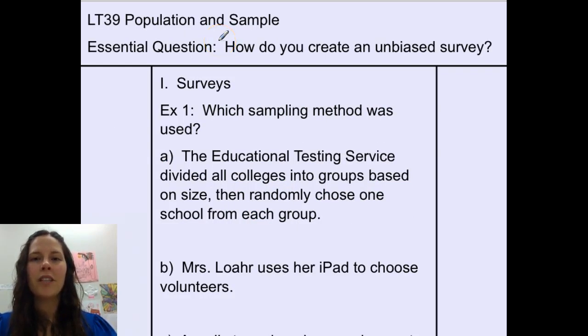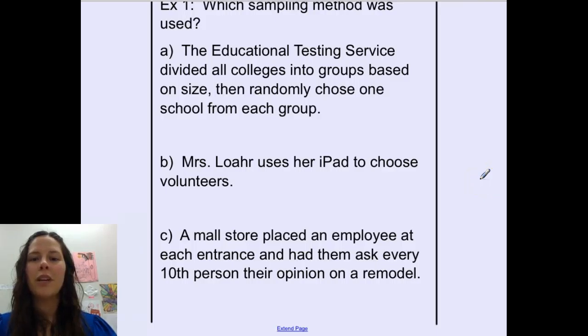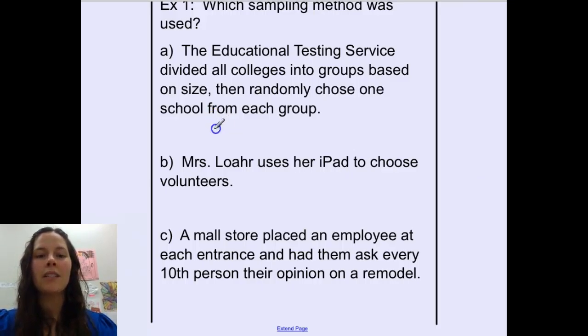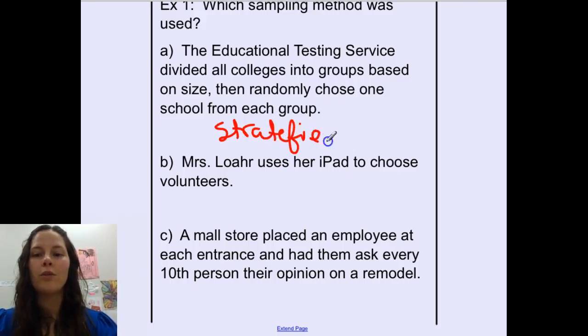Our first goal for this is to determine if we can recognize which type of random sample is being used in each situation. In our first situation, we have a testing service breaking colleges into groups based on size, and then randomly choosing one school from each group to survey. This would be stratified because they broke it into groups before they chose who to survey. So stratified is when you break it into groups.